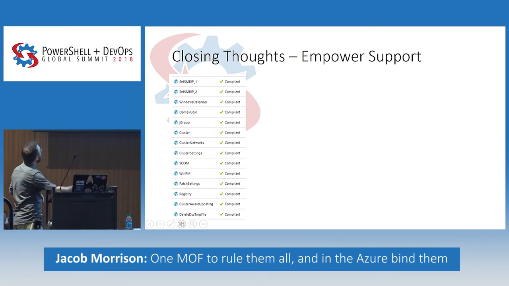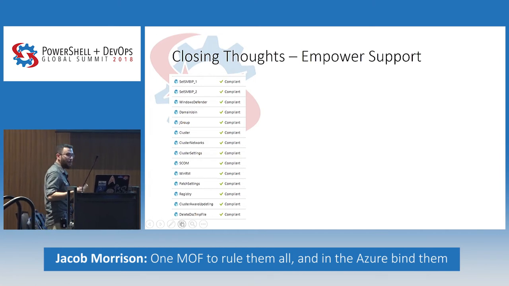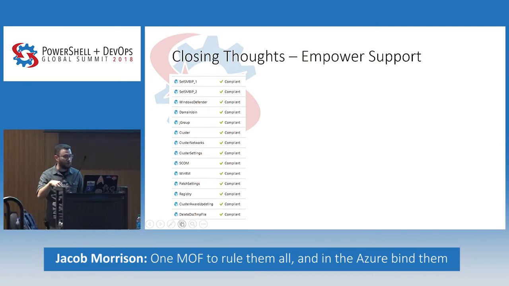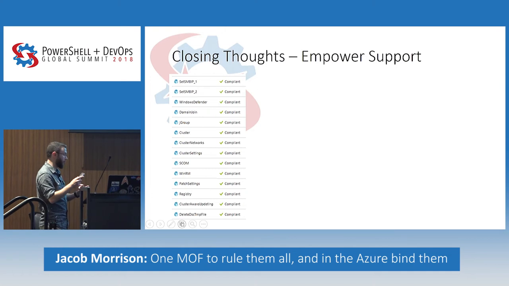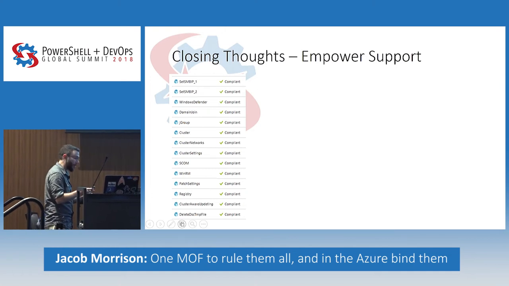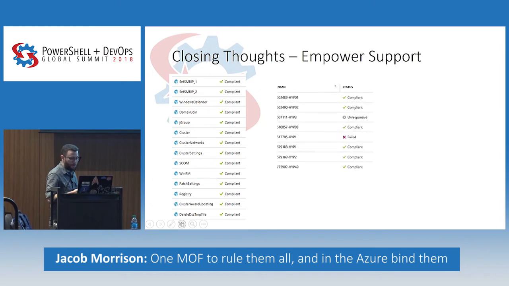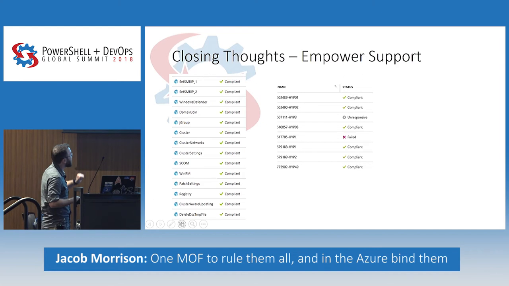Again, when rolling this up into Azure Automation, incredibly powerful. This gives you that capability to see line by line, resource by resource, which is compliant and which is not. This is incredibly powerful from a troubleshooting perspective and incredibly powerful for you in doing compliancy reporting.